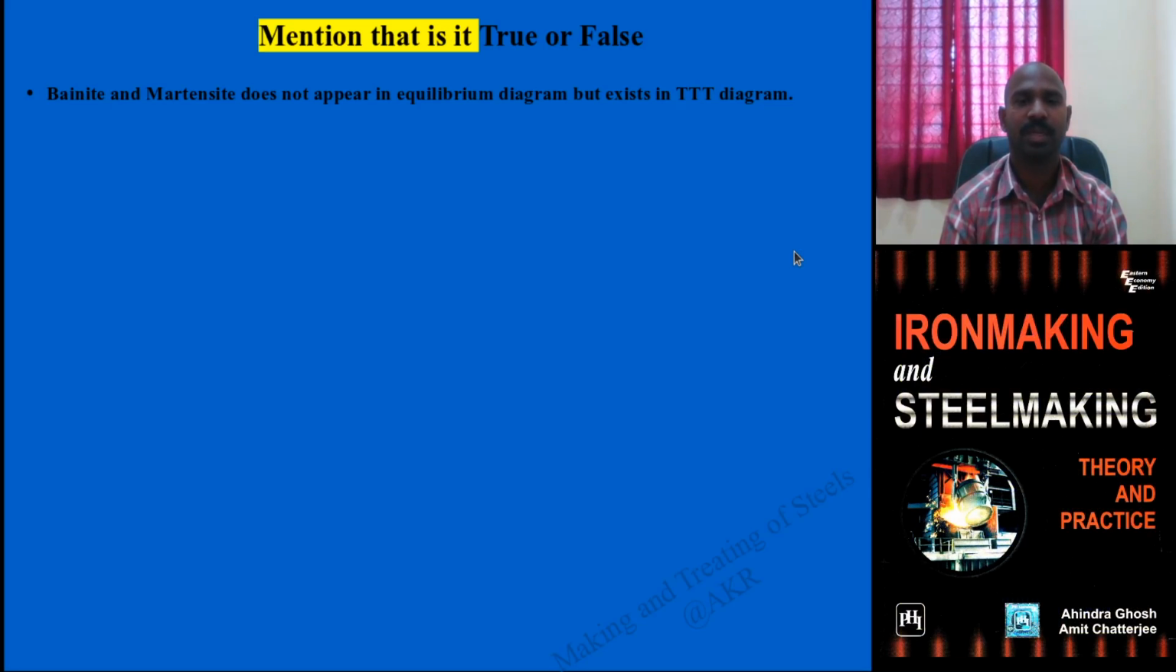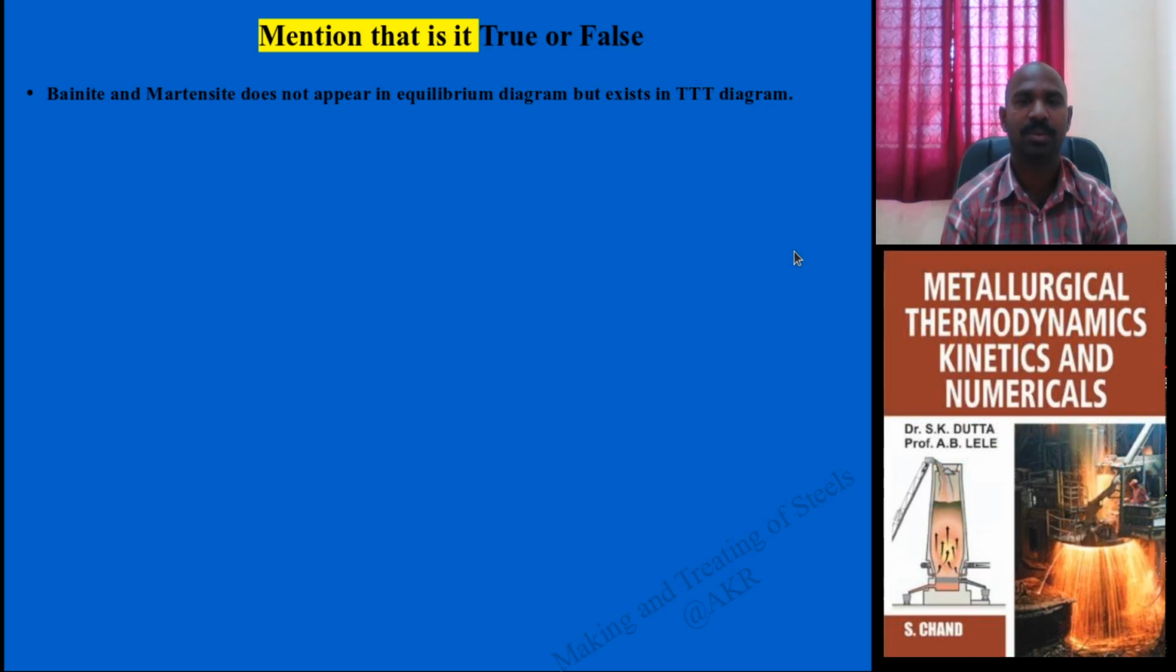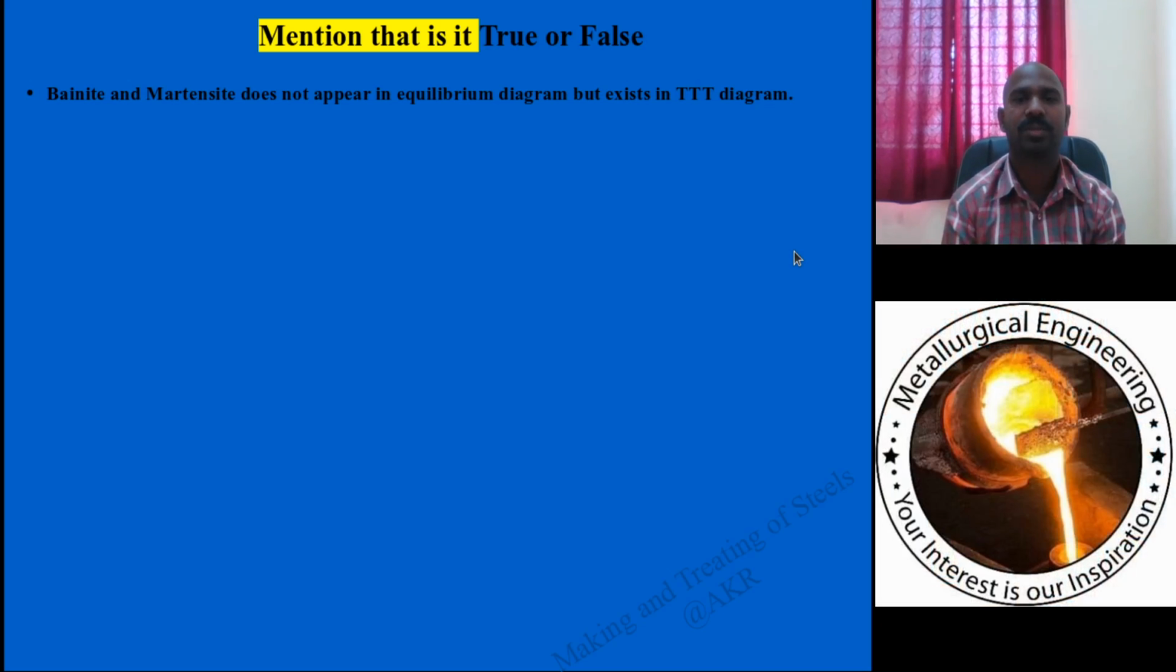Now give your opinion: bainite and martensite do not appear in the equilibrium diagram such as the iron carbide diagram. Instead, these things exist in the TTT diagram. Is it true or false? Please give your opinion.